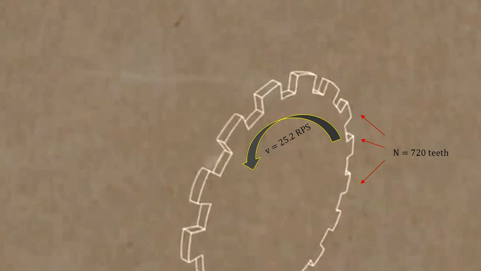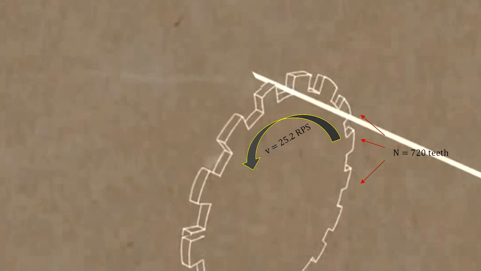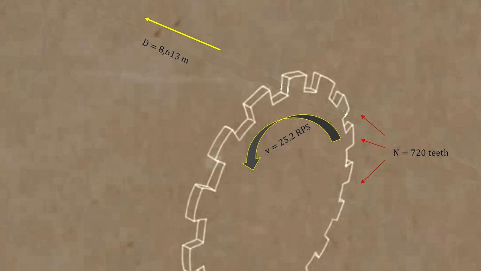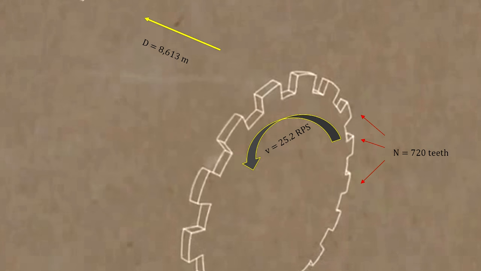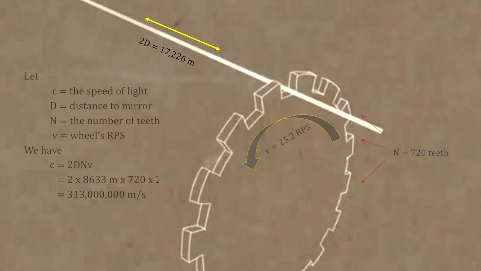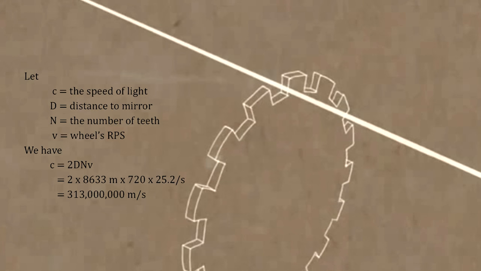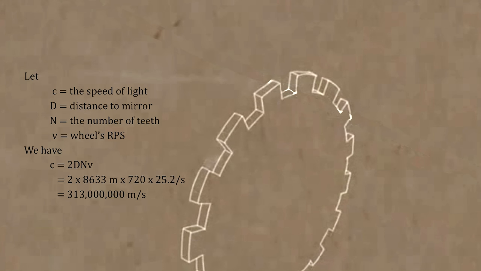Knowing the number of teeth and the rotation rate, Fizeau could calculate the time it took for one tooth to move out of the way of the returning light. Dividing the distance by the time gave him the speed of light at 313 million meters per second. He was only off by 4%.